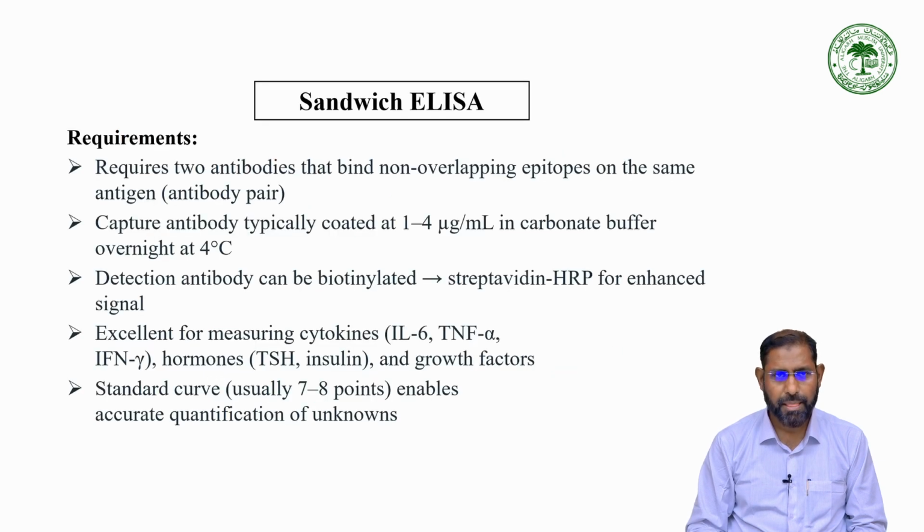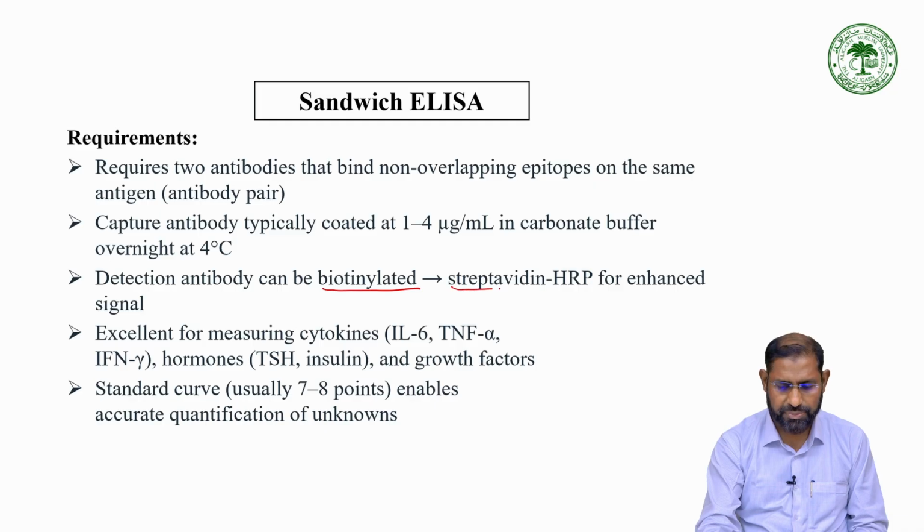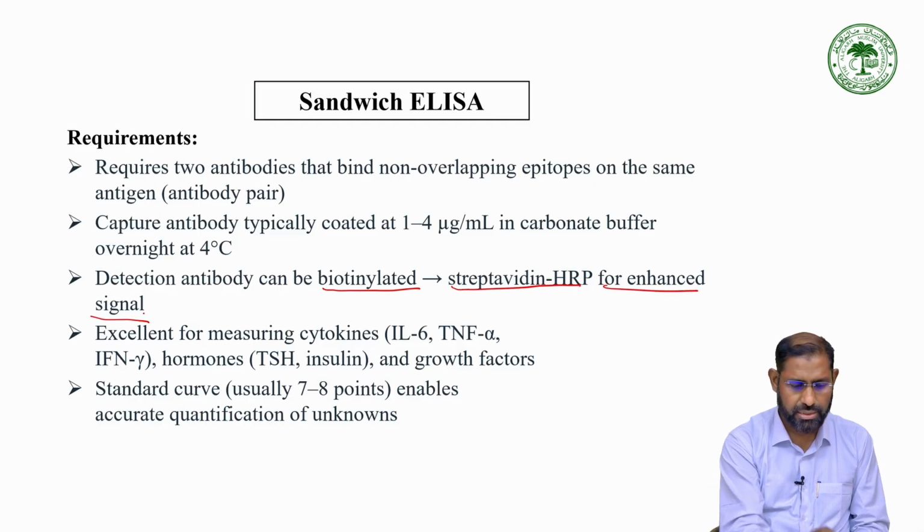Sandwich ELISA. The requirement is two antibodies that bind to non-overlapping epitopes on the same antigen. In this case, the antibody pair is used, and the capture antibody is typically coated at 1 to 4 micrograms per ml in carbonate buffer overnight at 4 degrees. The detection antibody can be biotinylated or streptavidin-HRP for enhanced signal.